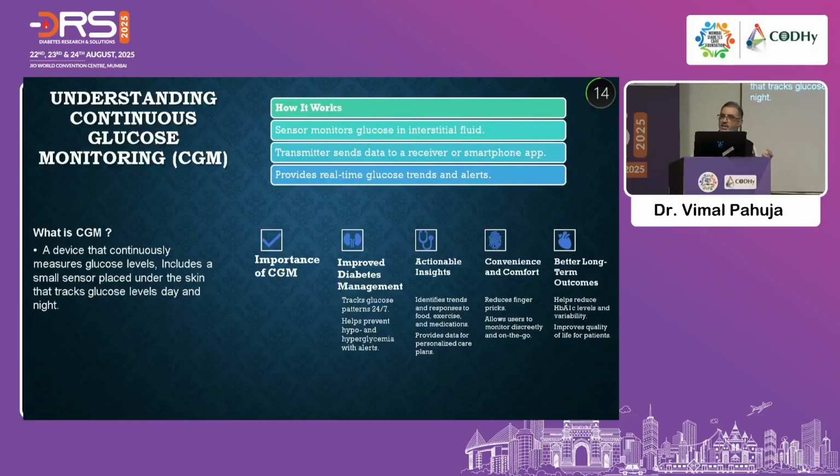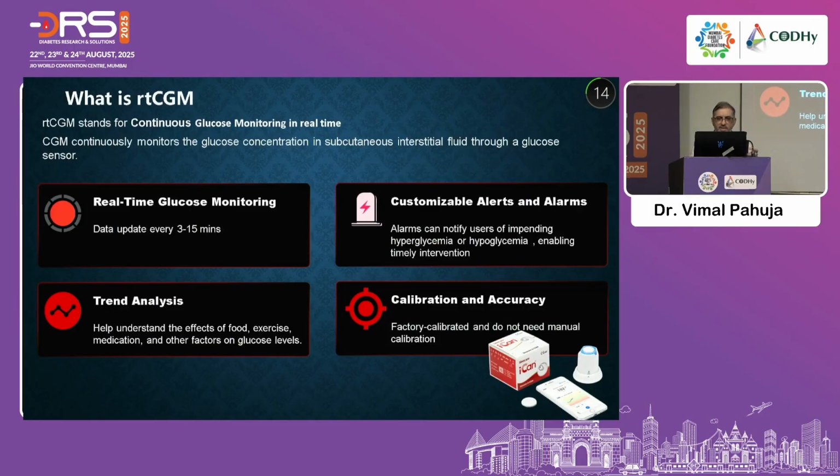And again, better long-term outcomes are seen with the CGM. And there's something called real-time CGM, where you can track the glucose in real time. You don't have to scan the sugars again and again, so you can update every 3 to 5 minutes. You get a trend analysis of the glucose events which are happening, so you can analyze the trends and actually help the patient better control the glucose.